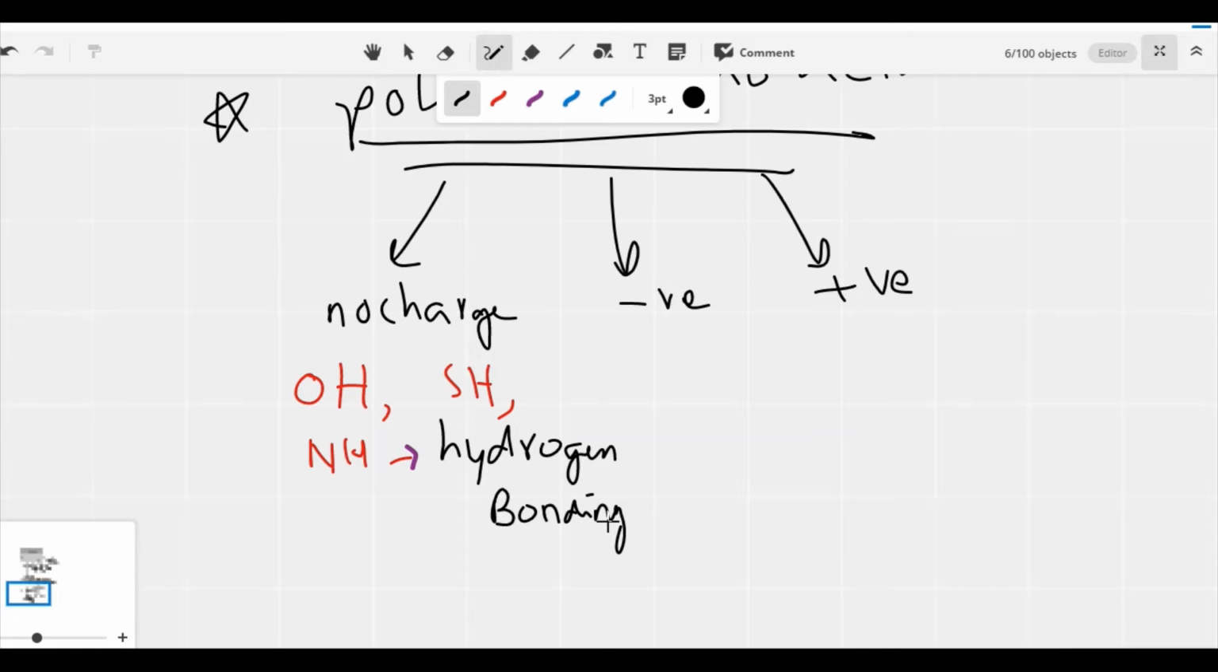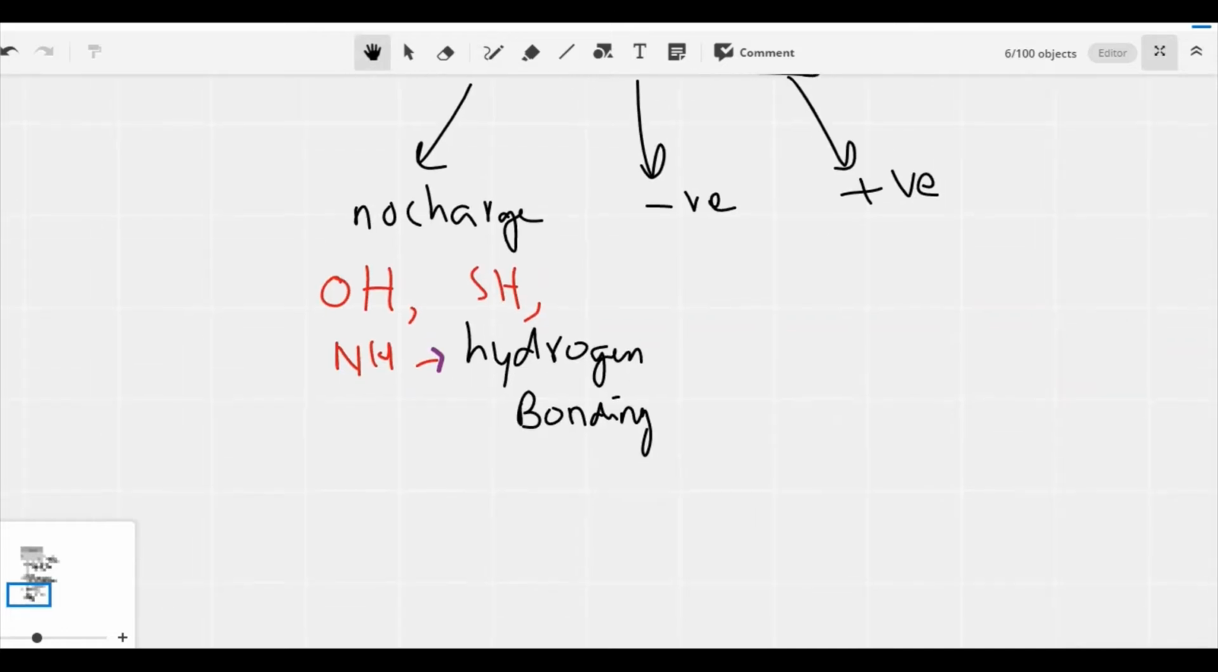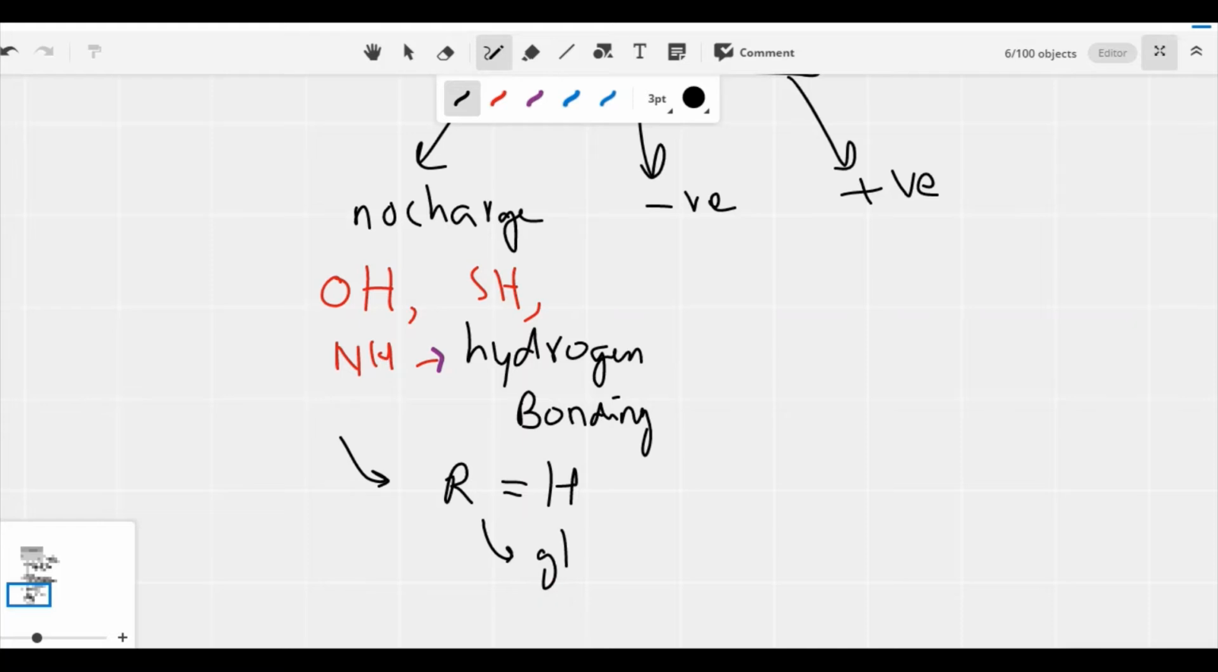Because these groups participate in hydrogen bonding, they are considered polar with no charge. The simplest amino acid, glycine, is also included in this category, because in glycine R is equal to H. The R group is actually hydrogen.